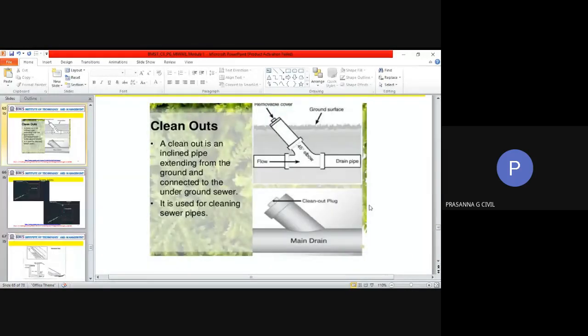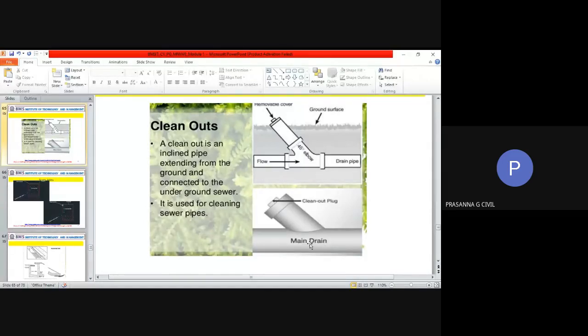Now, a similar cleaning device is called a clean out pipe. Understood? You can see a main pipe is there like that. At about a 45-degree angle, they will put a pipe with a plug at the top. These are very simple connections that are done on drain pipes, because in a drain pipe you cannot tell where the materials will get stuck and cause nuisance in the flow. Hence, a clean out is an inclined pipe extending from the ground connected to the underground sewer, which is meant for cleaning purposes. So basically, those pipes are meant for cleaning purposes.